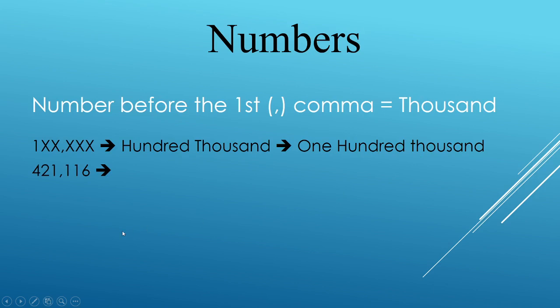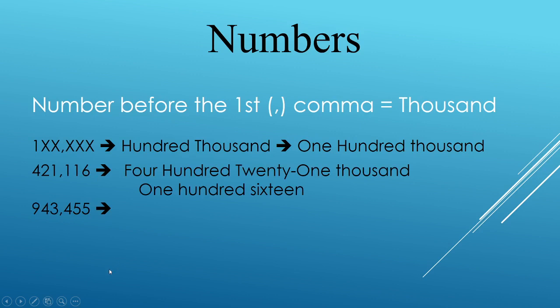So let's look at this number. How would you pronounce or how would you say this number? Pause the video, try to say this number a few times, and then unpause the video and listen to me. To say this number, remember we have the first comma, right? So for the first comma, we just add 1,000. So the first comma is right here. We just say the number, right? 421,116.